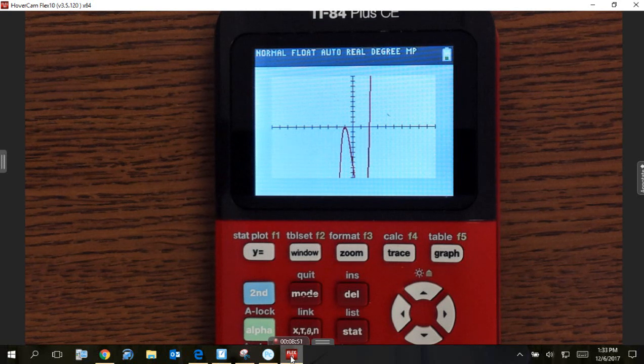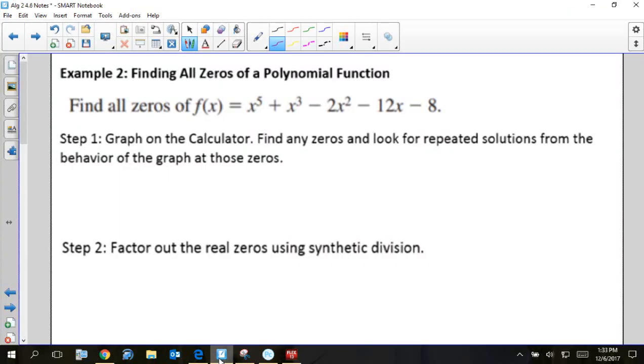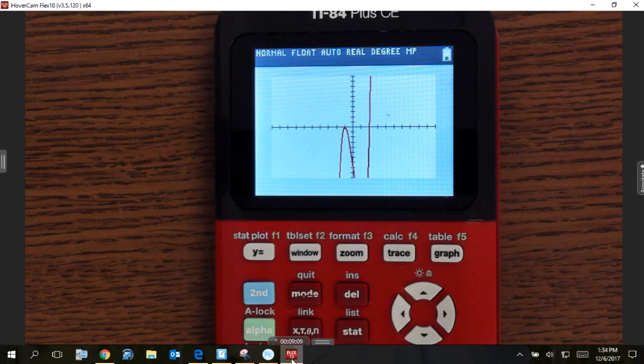Oh, I forgot to say something. While you're graphing on the calculator, how many zeros or how many solutions should I be getting? 5 zeros. Okay, we want to think about that first, just to make sure that our answers match up with the fact that we should have 5 when we're done.